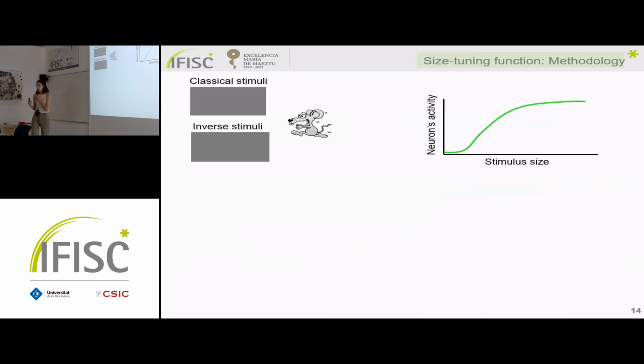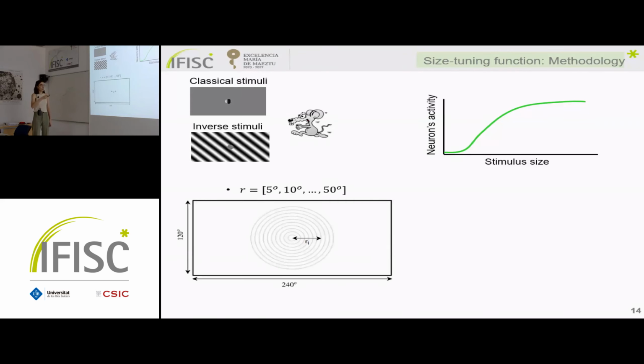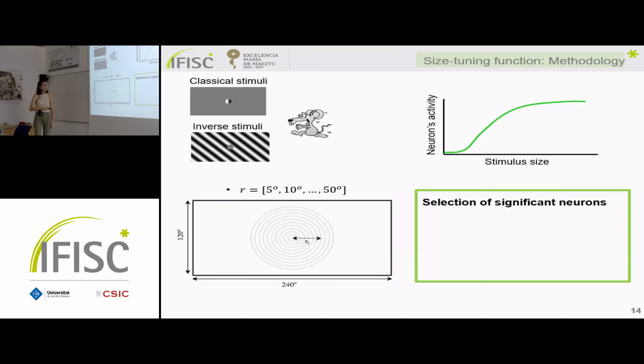Okay, so now I move to the last part of the results and methodology, and I will explain that we computed size-tuning functions. Size-tuning functions are just curves that indicate how much a neuron reacts to different stimulus sizes. We will use classical and inverse Gabor patch stimuli of different sizes, as I said. And these different sizes will go from 5 to 50 degrees in steps of 5.